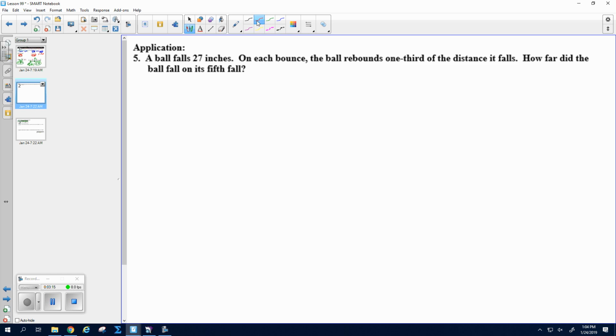All right. A ball falls 27 inches. On each bounce, the ball rebounds to 1/3 of the distance it falls. How far did the ball fall in its 5th fall? 2 ways to do this. So I've got a ball first falls 27 inches. That's the first one. And then it rebounds 1/3 of the distance. So I'm actually multiplying by 1/3. That means that the next bounce is how high?